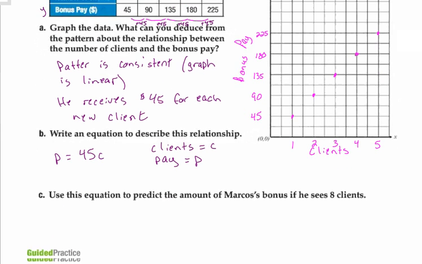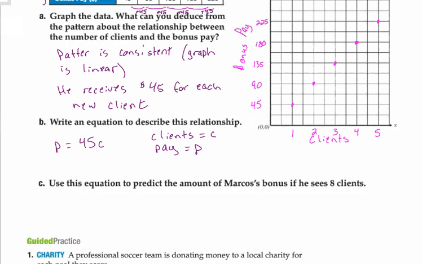Okay, it says use this equation to predict the amount of Marco's bonus if he sees 8 clients. So since we already set up our equation, we know that that means C is 8. So we're going to plug 8 in there, do just a little bit of math, and we should end up with $360.